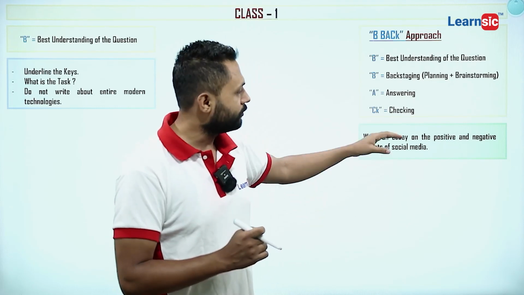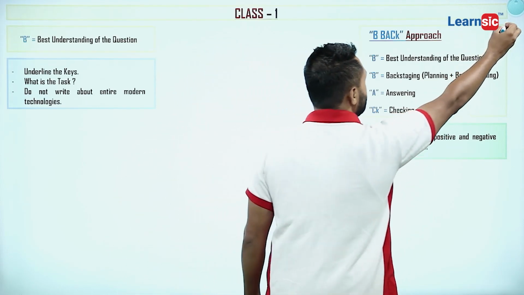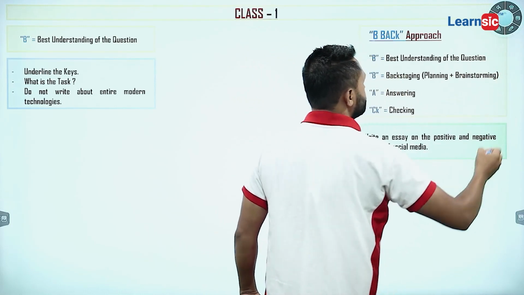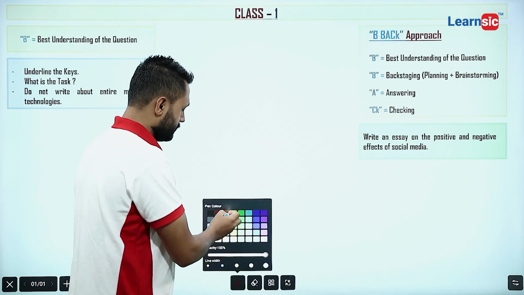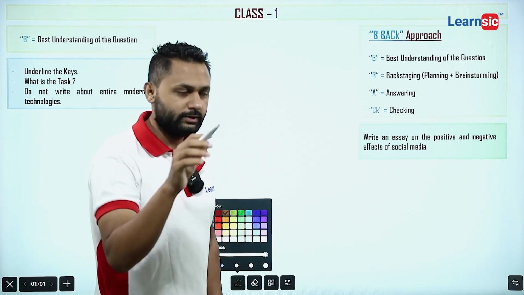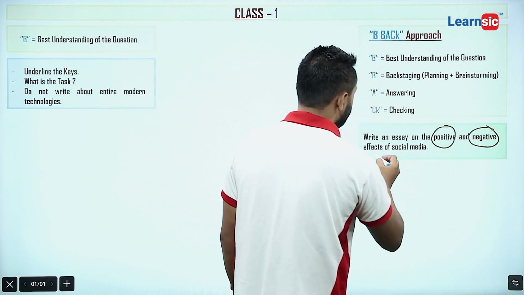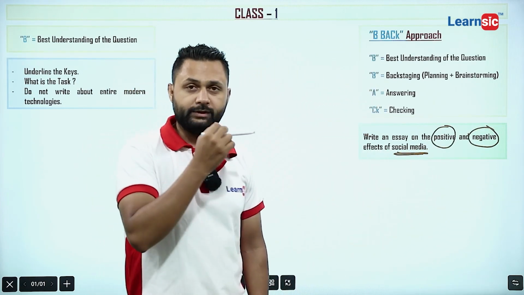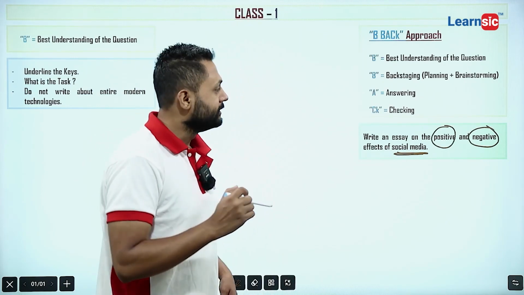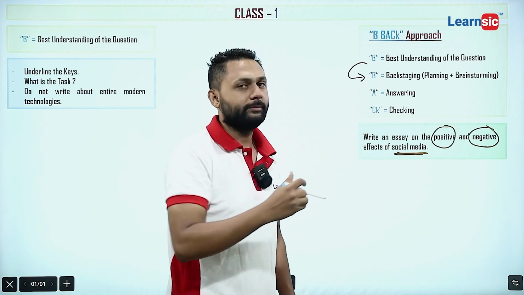And the next one is backstaging. After you have understood the question, you need to underline or circle the keywords. What are the keywords? In this case, we have positive and negative effects of social media. So these are the important keywords here. After you have done this, you will go to the next step, and that is backstaging.